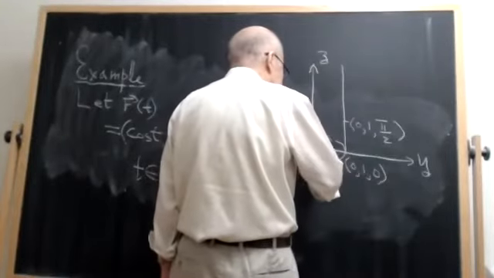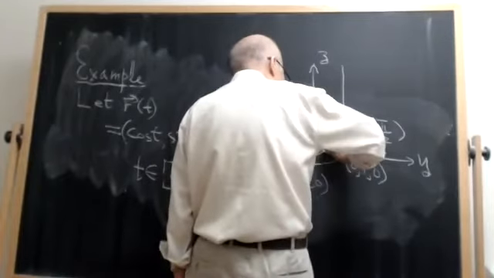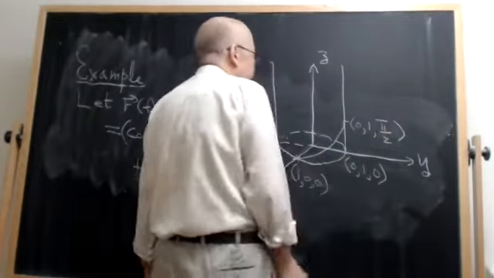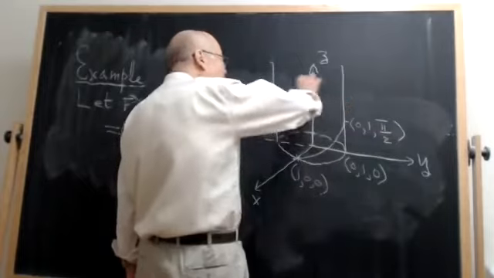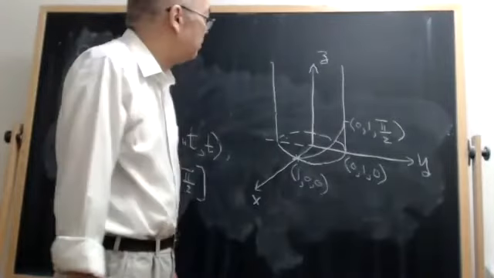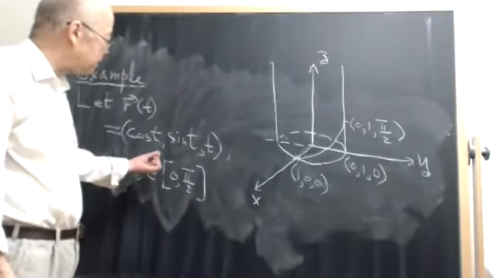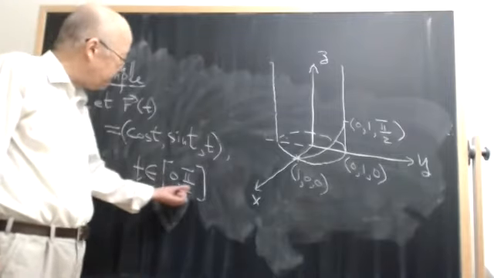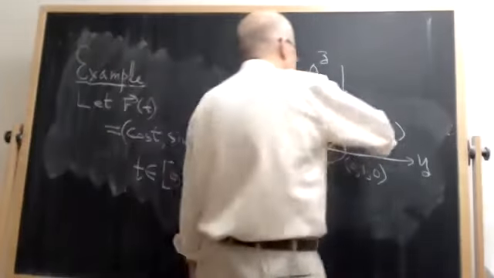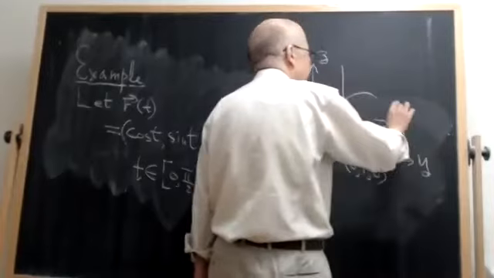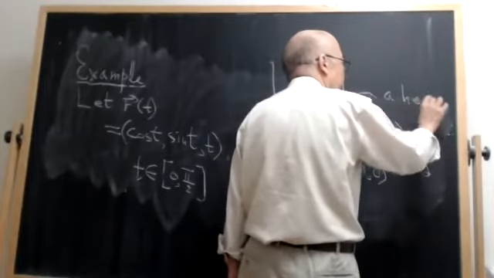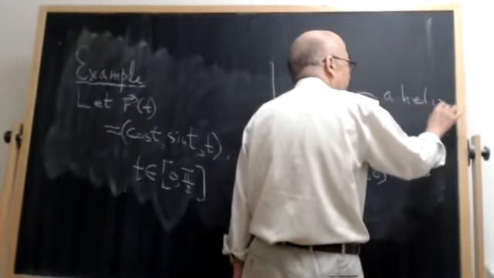So you see that the helix is going up like this. And then it will spiral upward, as you said. But we are only interested in the part of the helix in this interval. Okay, so this is part of a helix.